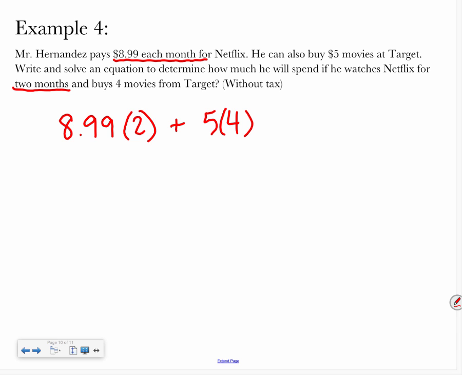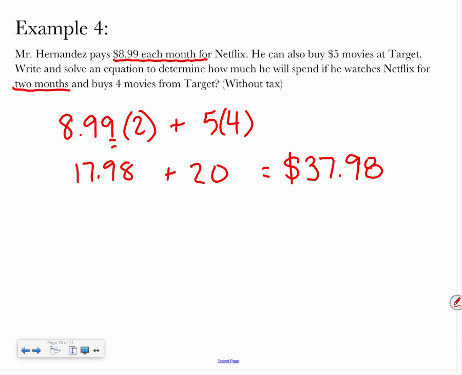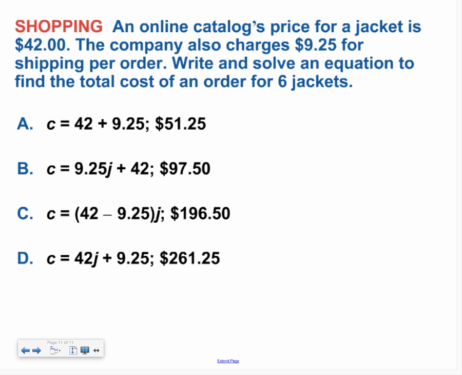So $8.99 times 2, let's round that $8.99 up to 9 so we can do it in our heads. 9 times 2 is 18, and then we're going to subtract 2 cents, so that's $17.98, plus what's 5 times 4? 20. $17.98 plus 20, that's going to give me a grand total of $37.98. This is the last example for you guys to try on your own. Good luck. Let me know if you have any questions.